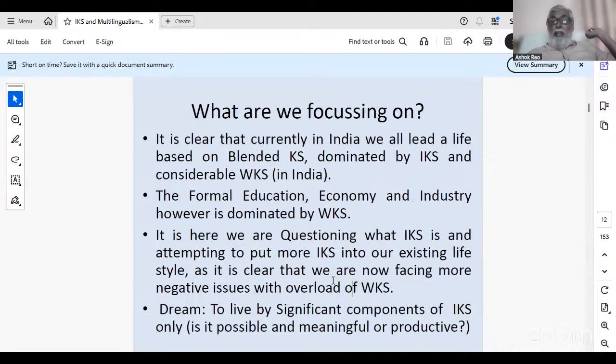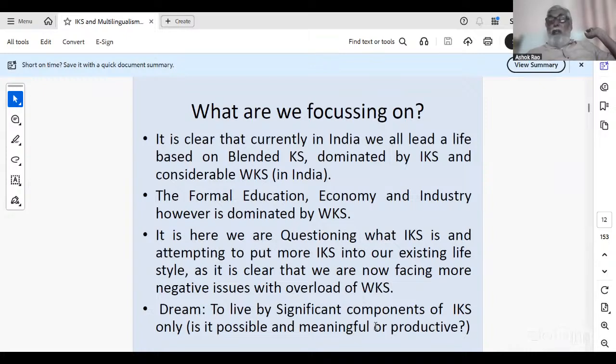So that's one thing that we need to look at. What is good with us? Can we retain it? Because of all the knowledge systems in the world, the Indian knowledge system is the most sustainable. I'll come to that. The dream is to leave a significant component of Indian knowledge systems only. The question is, is it possible? Is it meaningful? Or is it productive?